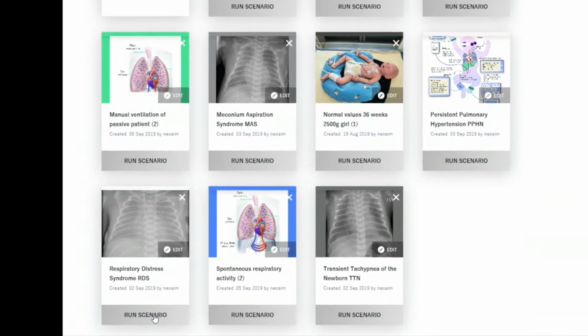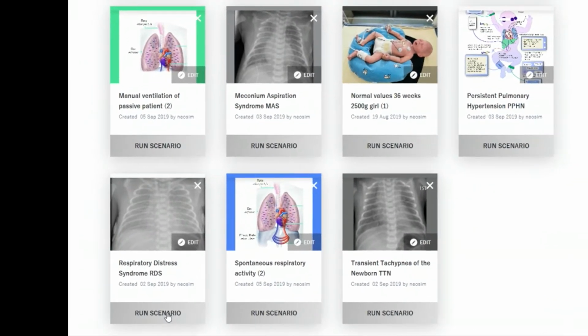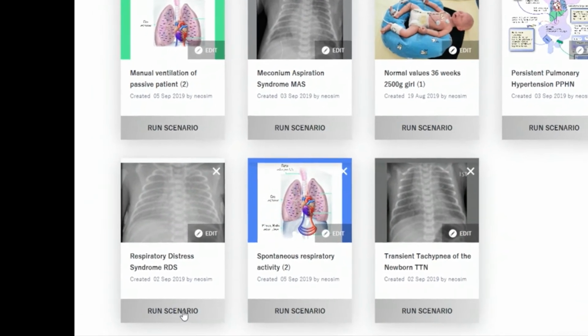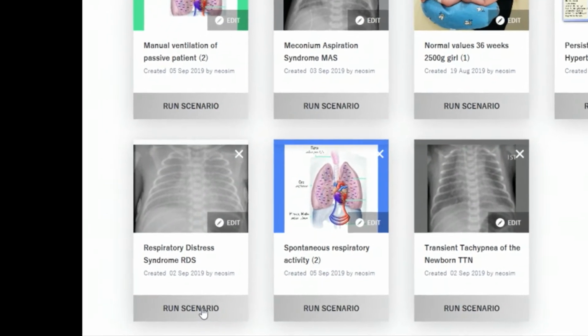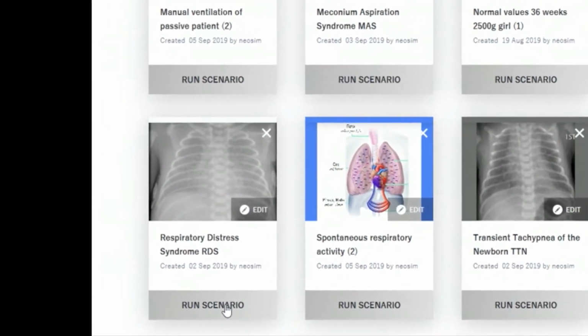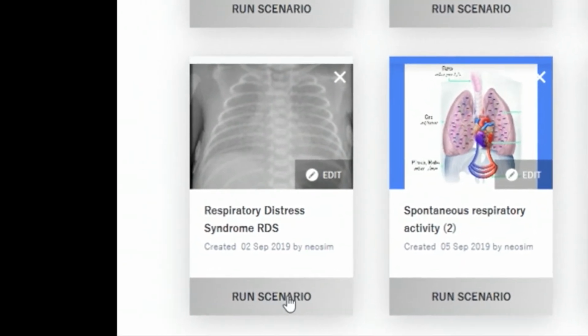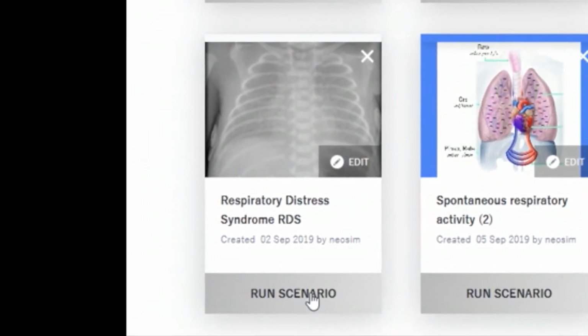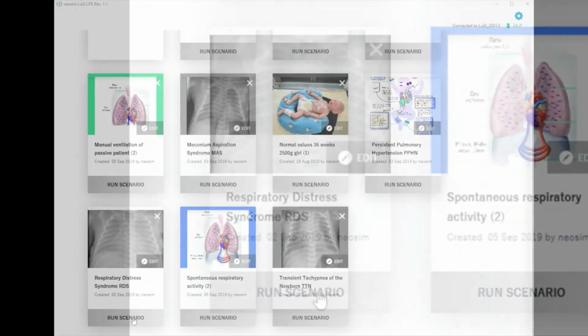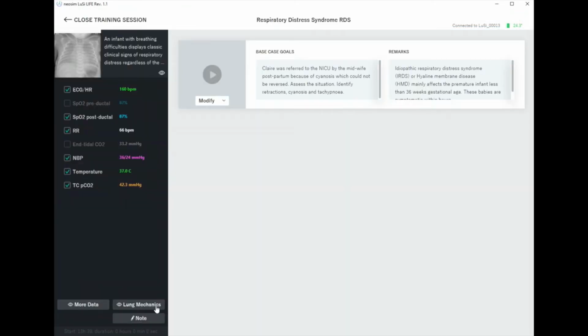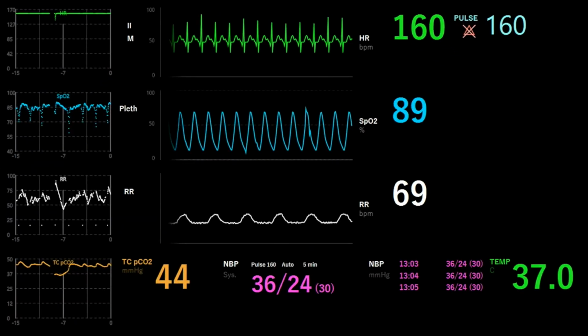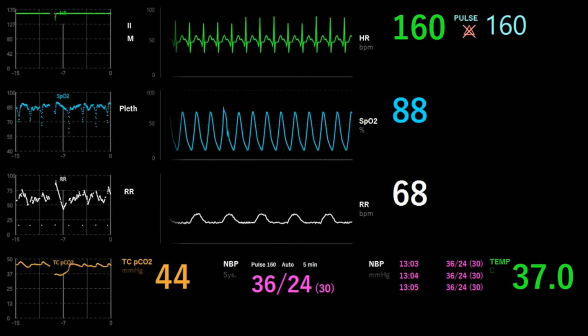Today we are using the RDS case included in the sample cases shipped with LuSi. In this case, the lung collapses easily if not held open by expiratory muscle tension. If there is no muscle tension, for example in apnea, then the lungs collapse and saturation drops. So let's start this scenario, and here is what the learner sees: low saturation and tachypnea.